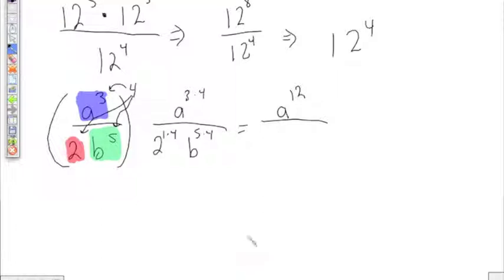Okay? Jalen, what do I have for my base numbers on the bottom? 16. And then b to the 20th. Anybody confused on where 16 came from? 2 to the 4th power would be 2 times 2 times 2 times 2. And all of that makes 16. So there's our end result.